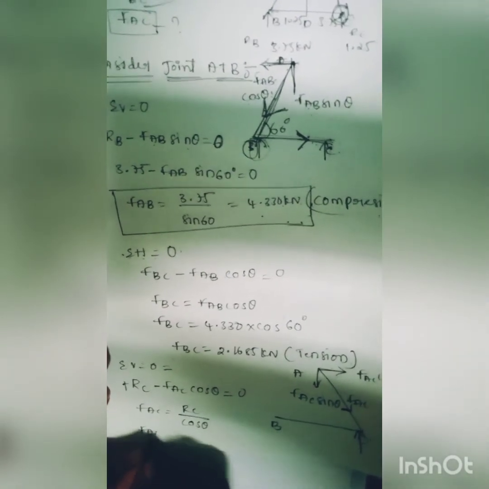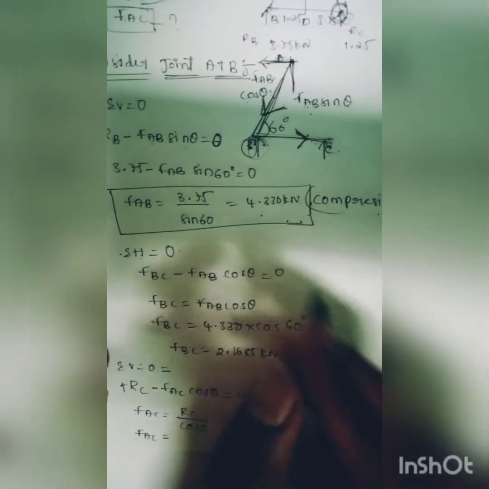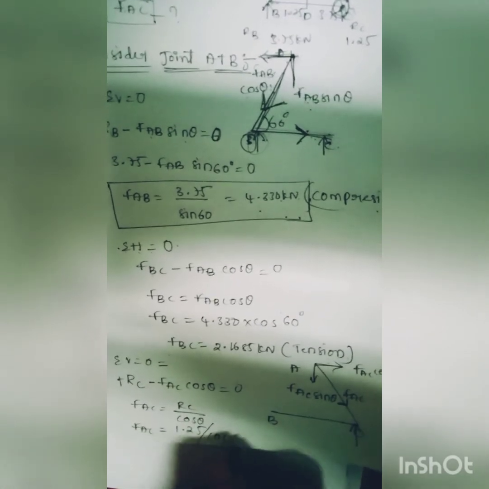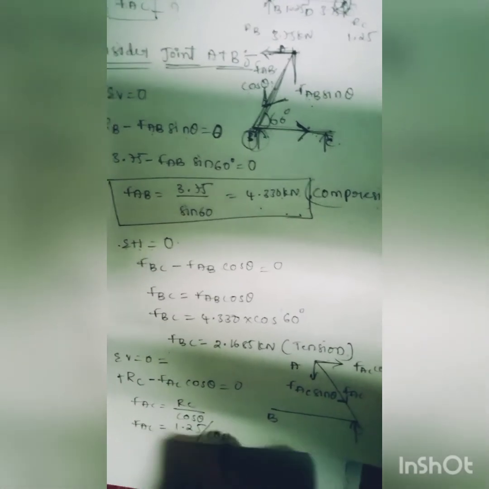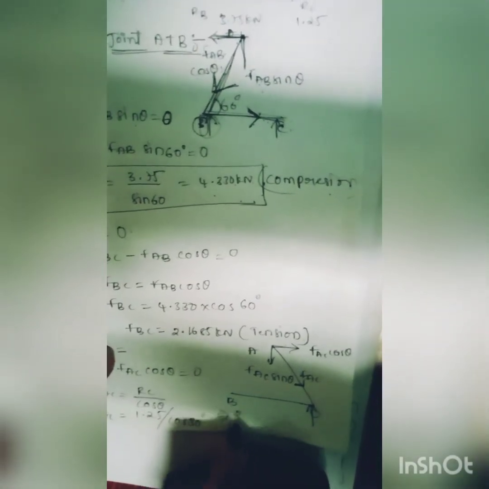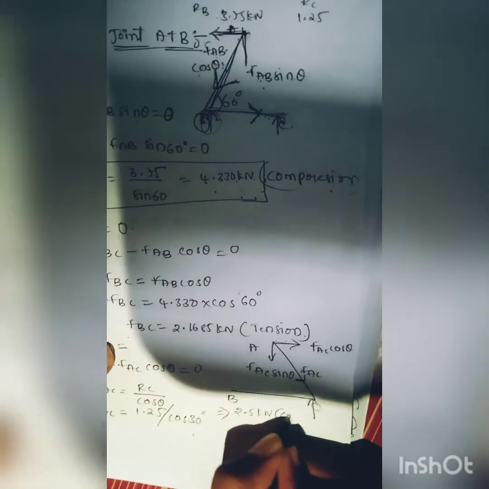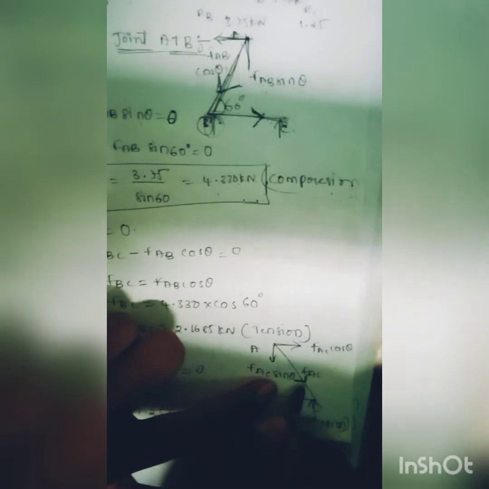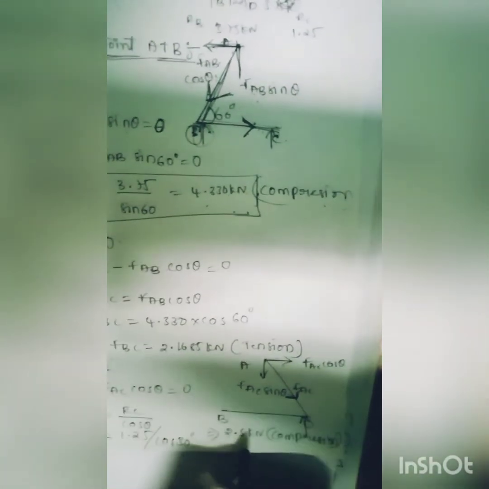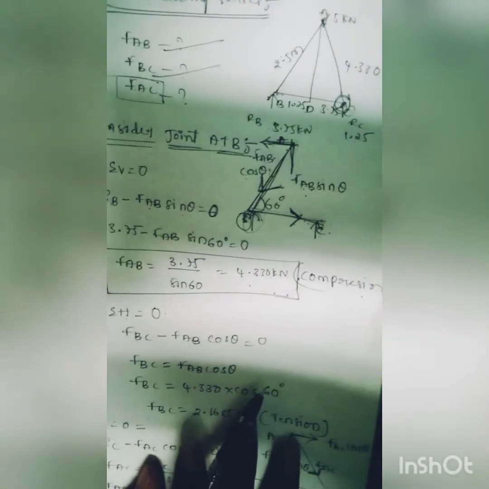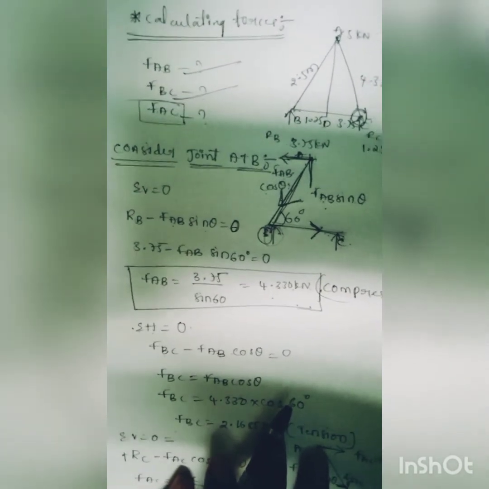Then f of AC equals 1.25 by cos 30 degrees. Do it in the calculator and say the answer: it is 2.5 kilonewtons. That is in compression, because we are considering this direction towards the joint, so it should be in compression. This is the way to calculate the forces in each member. I hope you all understood this problem clearly.